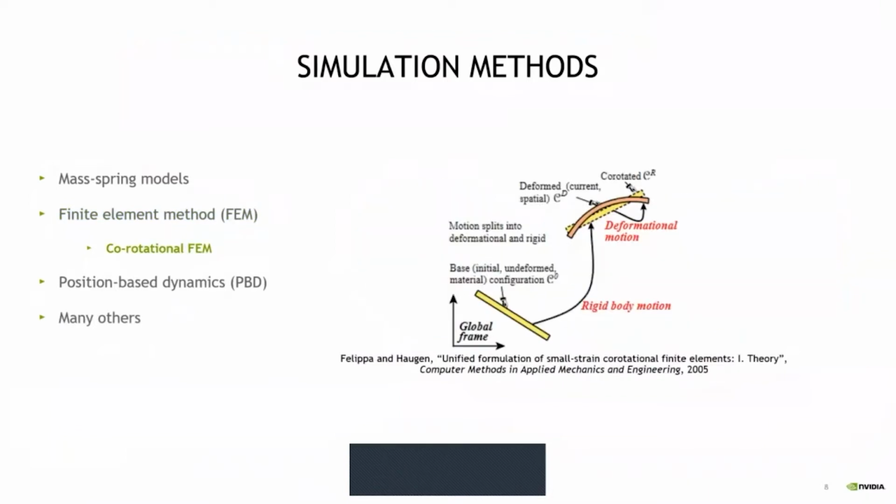Isaac Gym implements a version of FEM known as co-rotational FEM, which decomposes the motion of each element into a potentially large rigid body component and a small deformational component.